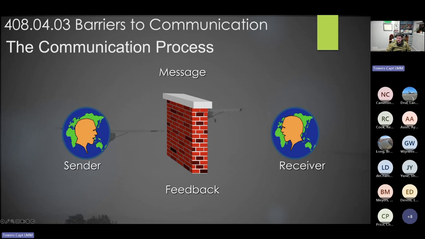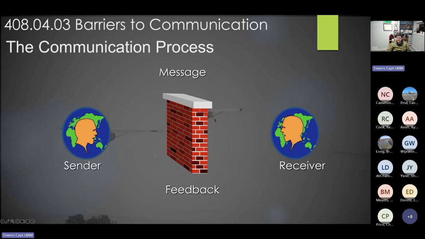So the communication process is influenced by both internal and external barriers. And we'll get into that in the next slide, but first we'll go through a little bit of a scenario here. So internal barriers are being represented by the world behind the head, and external barriers are being represented by this brick wall in the middle here.